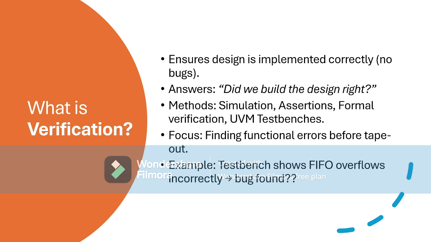It focuses mostly on functional errors before tape out. Tape out is the process after which it goes through post-silicon validation. These steps are like in parallel. First is the design, next will be the verification, and then the validation.